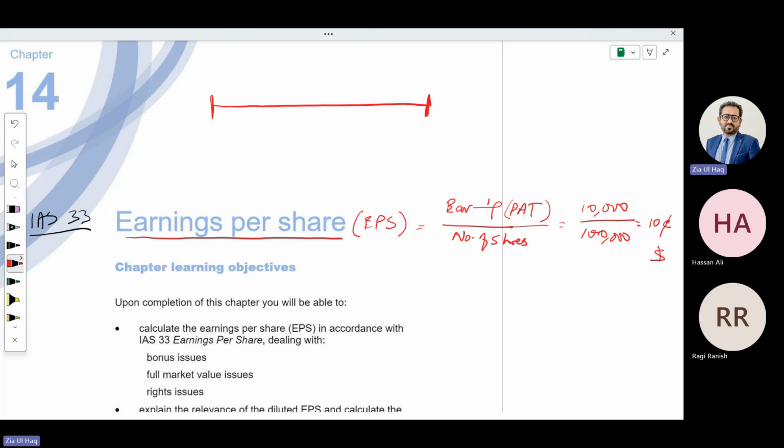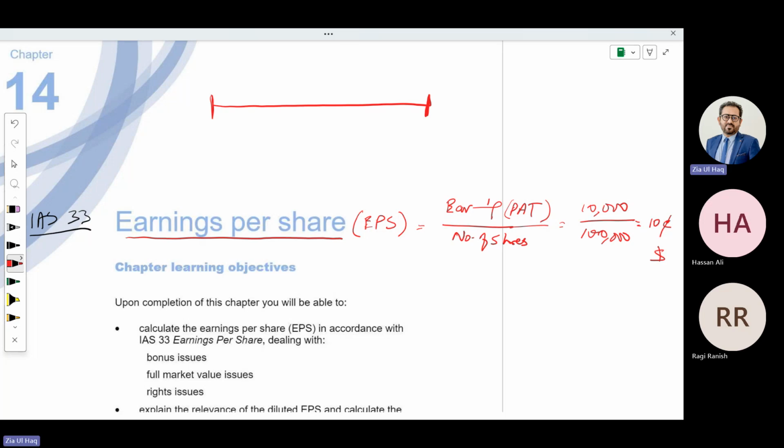Like rupee and paisa, 100 paisa is equal to 1 rupee. Similarly, 100 cents is equal to $1. Is it fine? Okay. So this is the formula. Earning divided by number of shares.